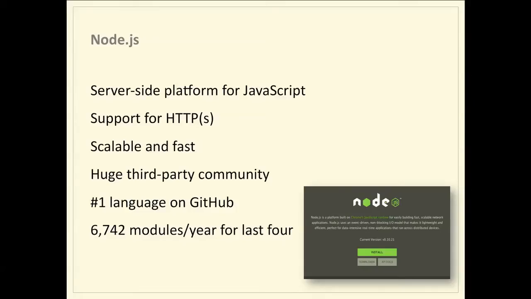What's made Node.js interesting and got a lot of people excited about it is the extent of support and the giant community it has. JavaScript is apparently the number one language on GitHub. The stat that I pulled up is there were over 6,000 modules a year deployed to the Node.js package repo for the last 4 years. There's almost 50,000 modules in that repo. It's actually growing faster than any other third-party packaging system, including Maven, or whatever the Ruby thing is called, or PyPI.